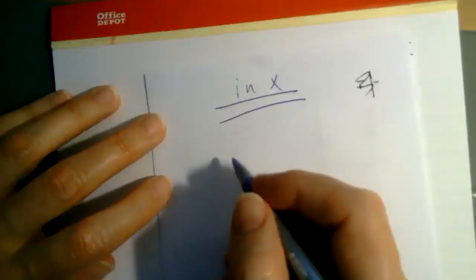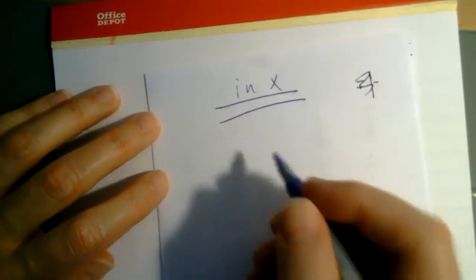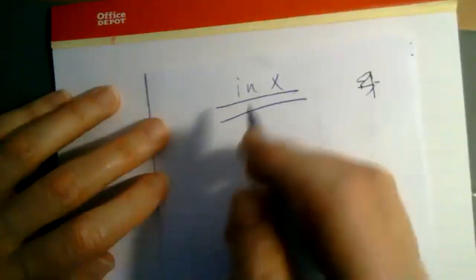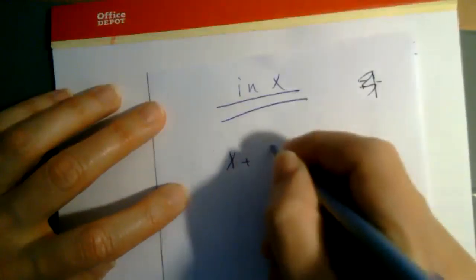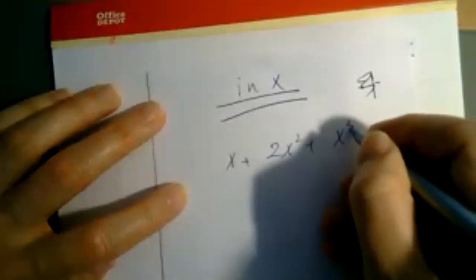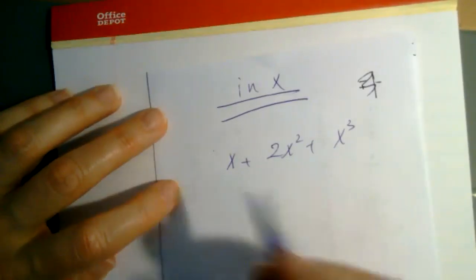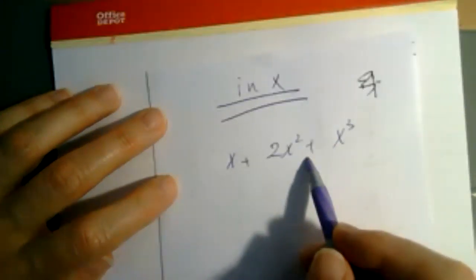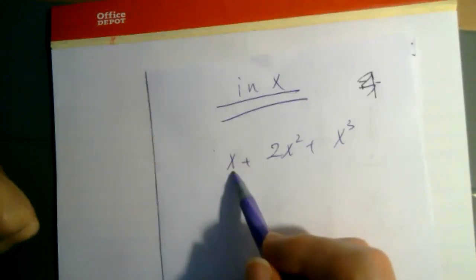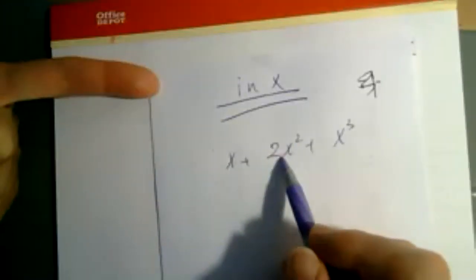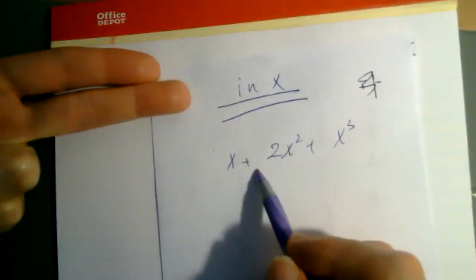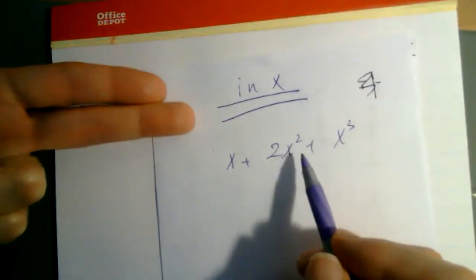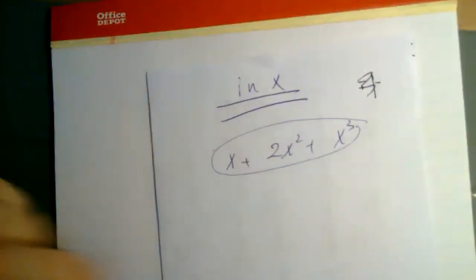Power series in x. What is a power series in x? You can think of it as a polynomial with infinite degree. So first, polynomials are expressions of the form like x plus 2x squared plus x cubed. This is a polynomial of degree 3. And those are the easiest type of function we can work with. We can differentiate them very easily. We can integrate them very easily. And we can evaluate them very easily. It is very easy to work with polynomials.